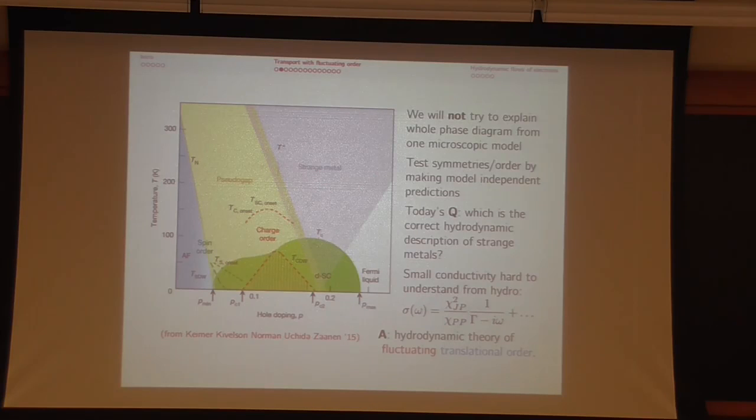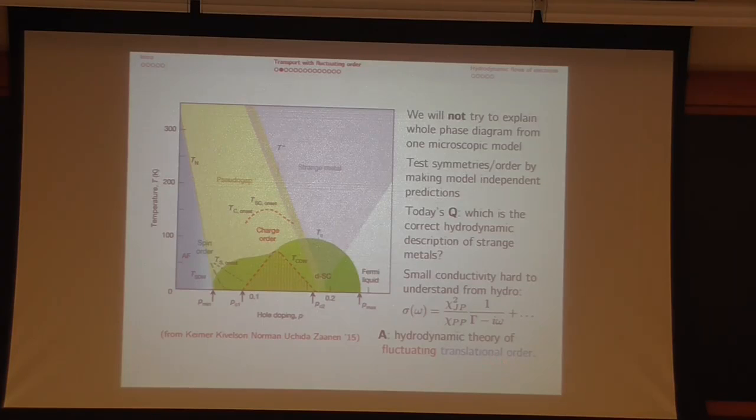But strange metals are also called bad metals because they're bad conductors, right? The resistivity keeps on going up. So from the hydro perspective, it's pretty confusing, right? Because you would expect these systems that are clean, and there's evidence that these systems are rather clean, to be good conductors.